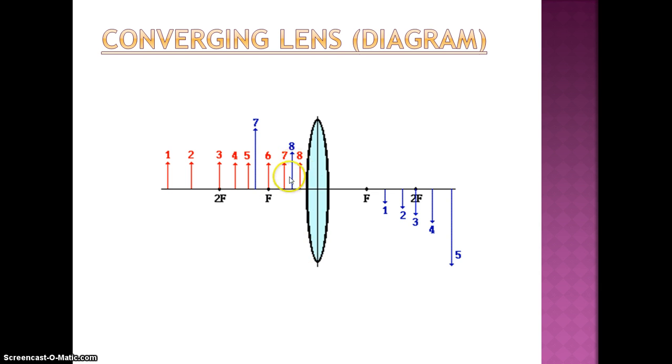Now for the seventh and eighth objects, these objects are both placed in between the lens and the focal point. As you will notice, there are no images over here for 7 and 8 as they are placed over here. When they are placed before the lens, that means they are imaginary. And when they are imaginary, for a converging lens, they are always going to be bigger and upright. They're not going to be inverted like past the focal point.